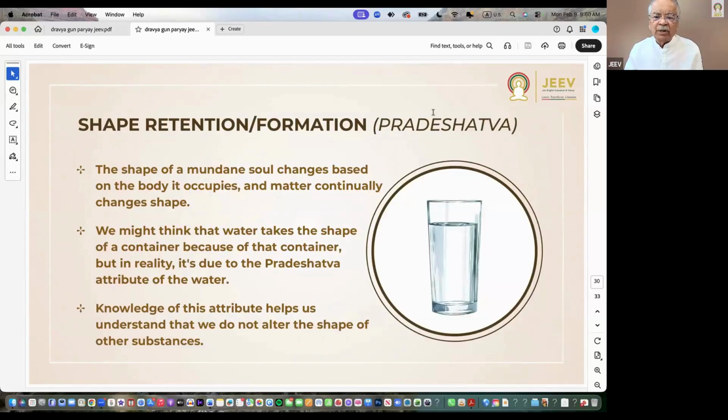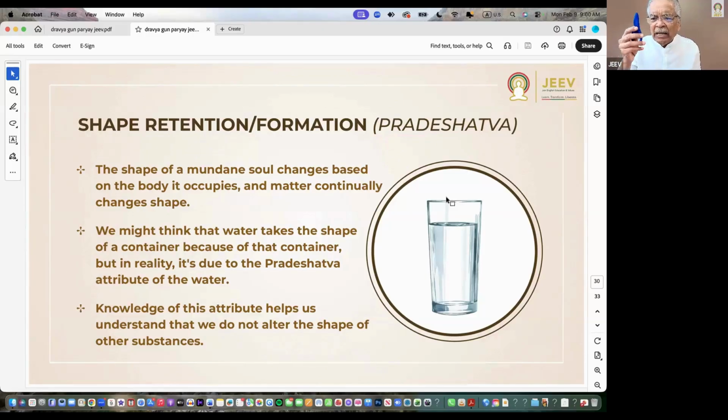shape retention, Pradeshatva Gun. Pradeshatva Gun is also an important thing, that each and every substance has its own limitation in the form of area. There is an area limitation in the sense that I, as a soul, have innumerable space points, and I exist within those innumerable space points forever, forever, forever.